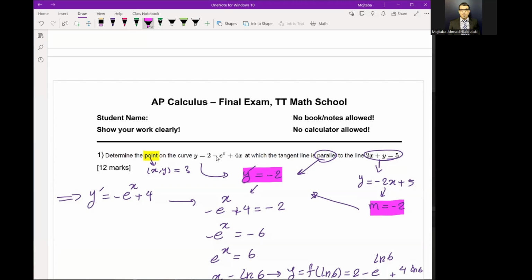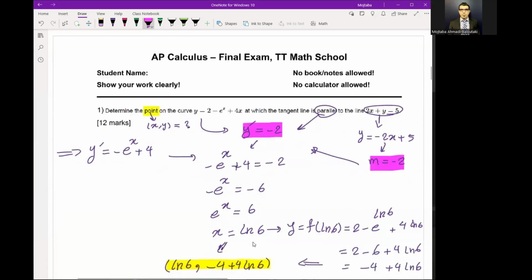Derivative of y: e raised to x, the same thing, e raised to x. Derivative of 4x is 4. So minus e raised to x plus 4 is -2, minus e raised to x is -6. E raised to x is 6, and then x would be ln of 6. So that's the x value.